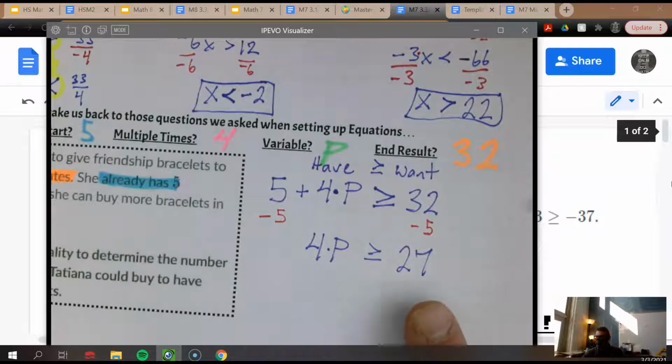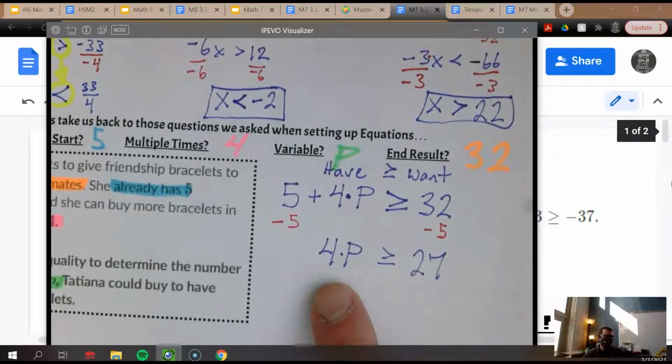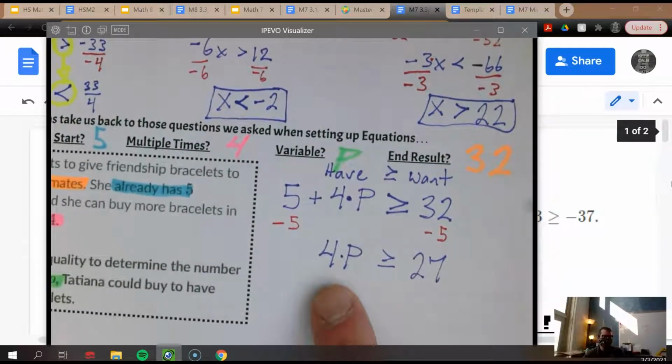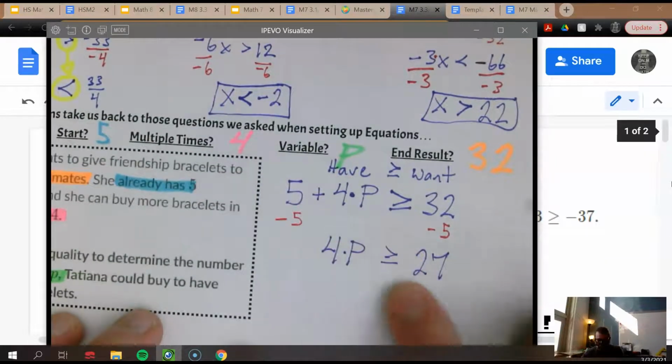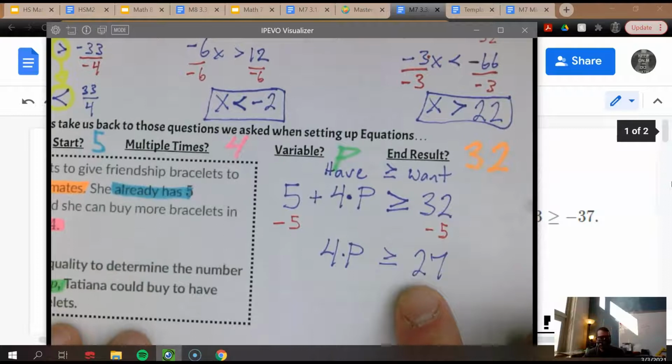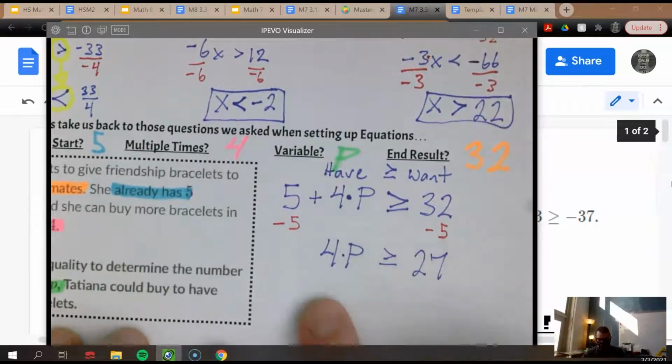Well, now we see 27 doesn't break down into 4 nicely. Anyone know what number bigger than 27 would break down into 4? 28, right? So if this was 28, this would divide nicely. Oh, but that's not what we have. So let's solve what we have. Martin, what do I do here to get p by itself?